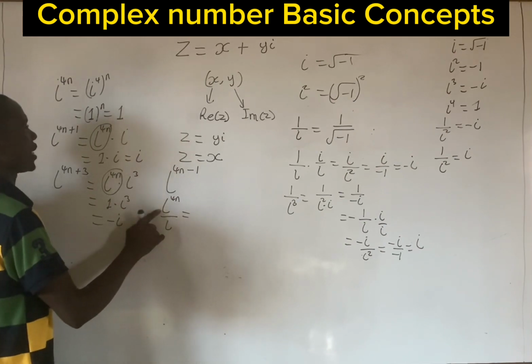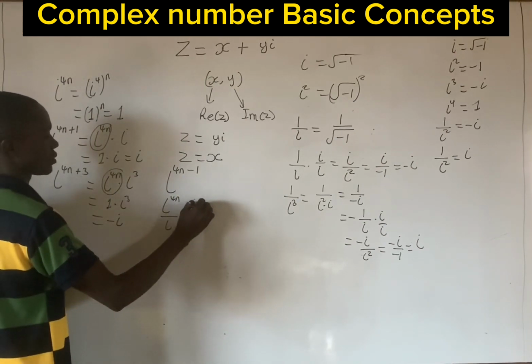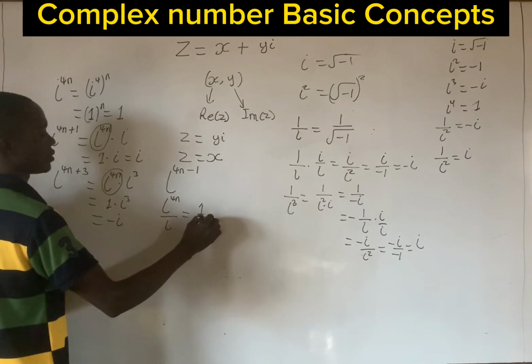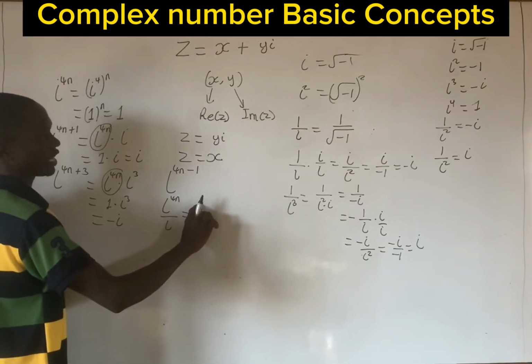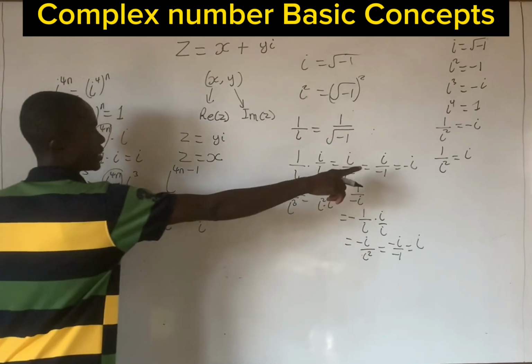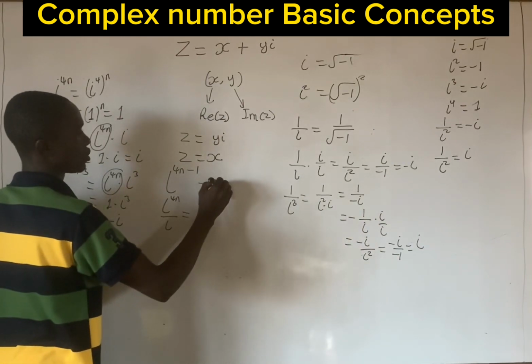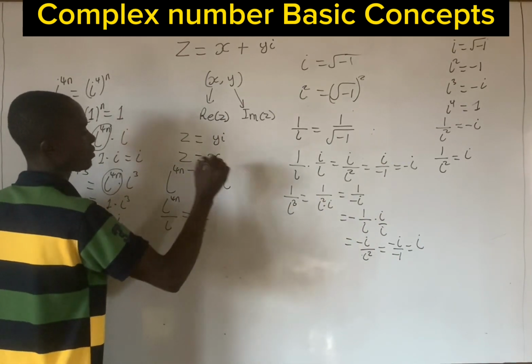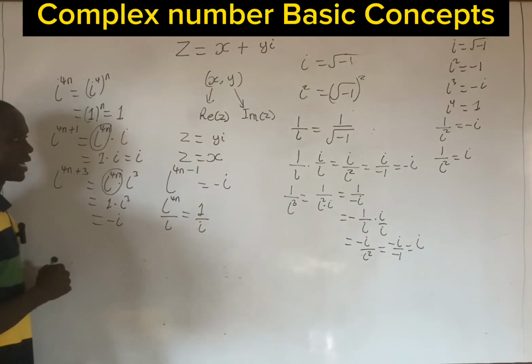But i to the power 4n is positive 1, divided by i. So we rationalize this. 1 divided by i, we've done it already, is negative i. So this entire expression equals negative i. If we rationalize this, we get negative i.